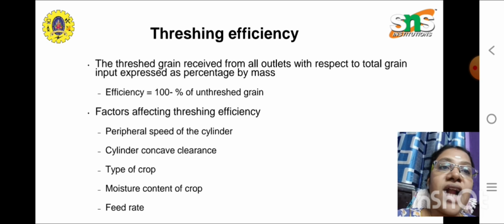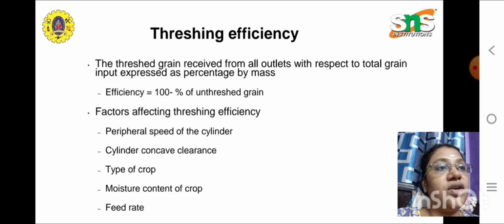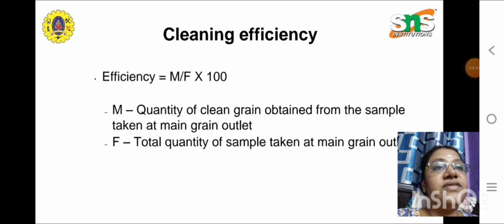What are the factors affecting this threshing efficiency? The first is the peripheral speed of the cylinder, then concave clearance, type of the crop, moisture content of the crop, and the feed rate. These are the various factors that affect it.